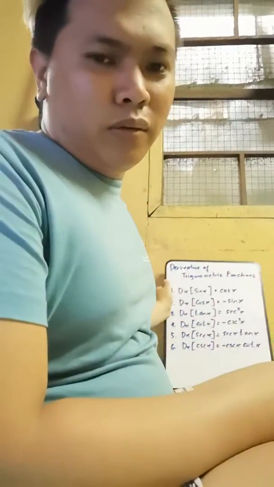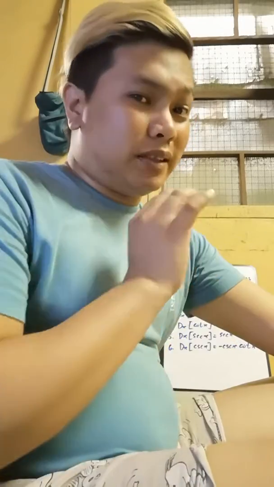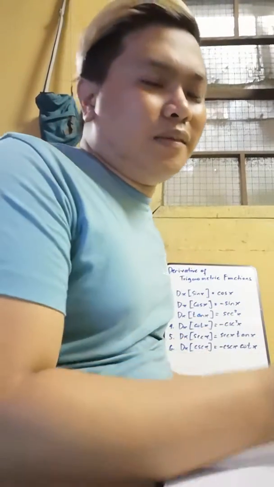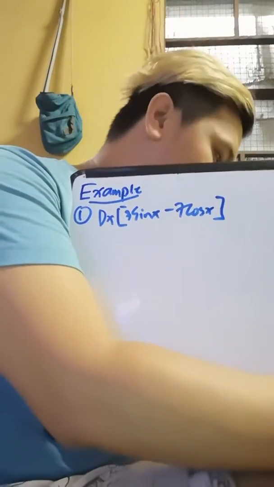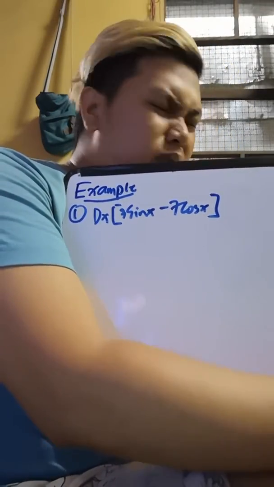Hindi naman ito yung lahat, pero meron pang iba for trigonometric functions. Pero yun muna yung basic na at least dapat alam natin to solve. Marami na tayong masasolve dyan na problems sa trigonometric functions. So, I have some examples here na sasagutan natin. Sulat ko muna. Number 1 is this. The derivative of 3 sine x minus 7 cosine x.